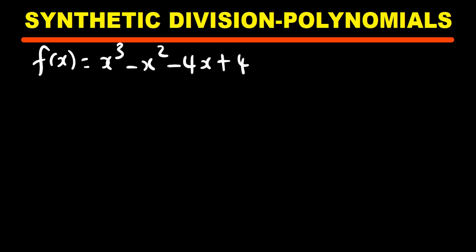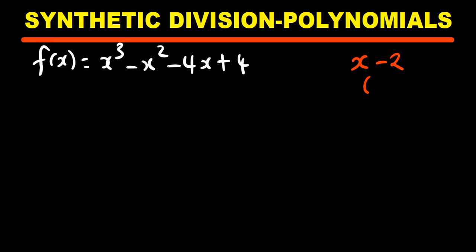How do you find factors using synthetic division? Okay, let's say you're given an example. Our polynomial in this case is f(x) = x^3 - x^2 - 4x + 4. And let's say one of the factors is x - 2. So how are you going to find the other factors?